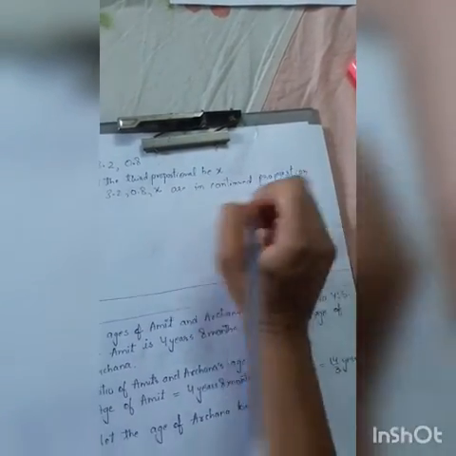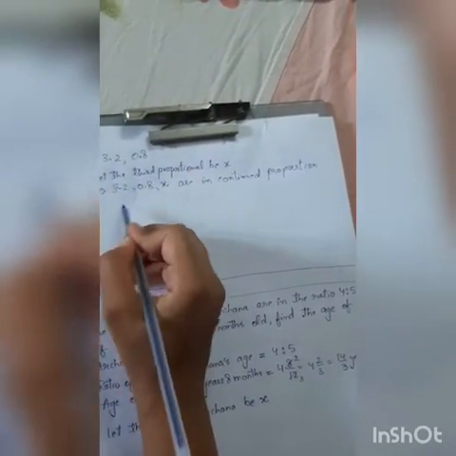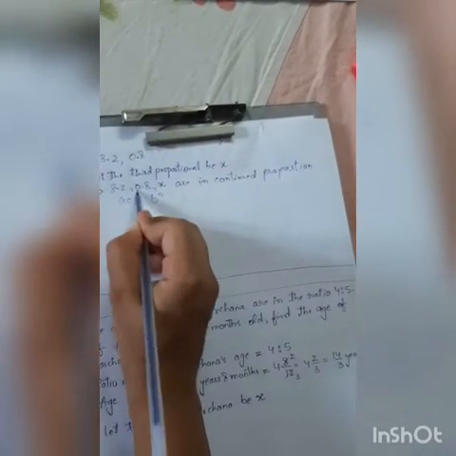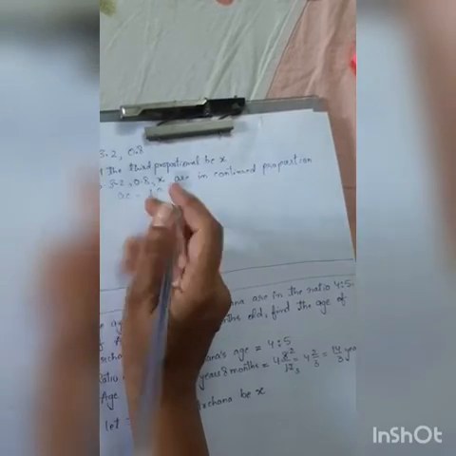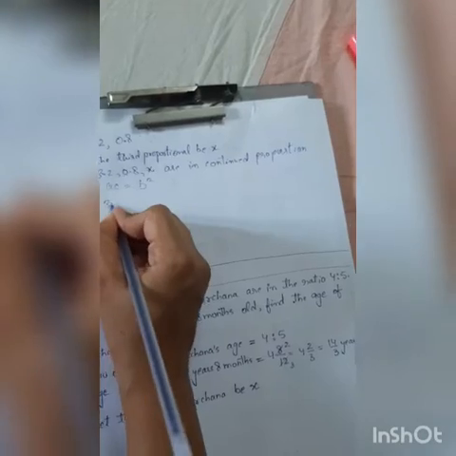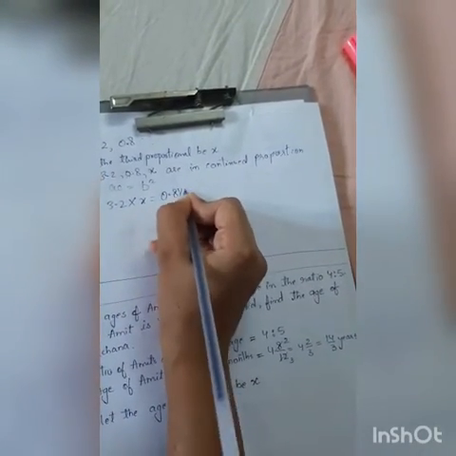So when the 3 terms are in continued proportion, what is the mathematical statement? That A and C is equal to B into B, or B square. A into C is equal to B square, meaning B into B. You know that when the power is 2, it means the number is getting multiplied twice. So I can write down in the next step 3.2 into x is equal to 0.8 into 0.8.